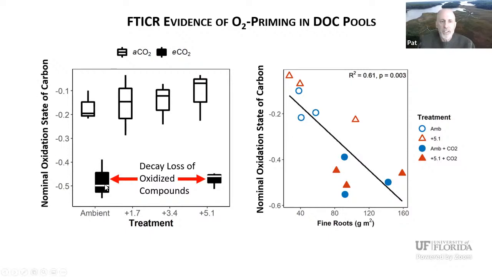And that's what we see in the elevated CO2 plots, not in the temperature only plots, but we do see it in the elevated CO2 plots, just like the pattern I showed you in elevation gain. And we see a relationship between nominal oxidation state of carbon and fine root mass, which I interpret as the possibility that increased root plant biomass is driving increased decomposition rates.